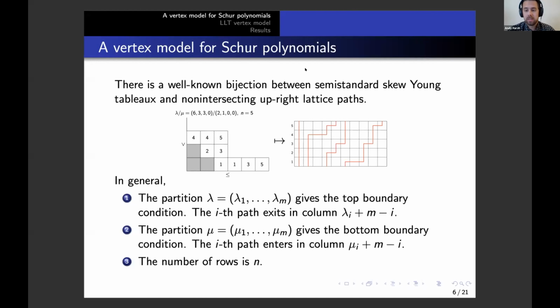Okay, other questions? I see another question in the chat. How does your lattice model differ from the lattice model for LLT polynomials by Kern, Wolf, and Zhang? I'm actually not familiar with their work, so I can't really answer that question.